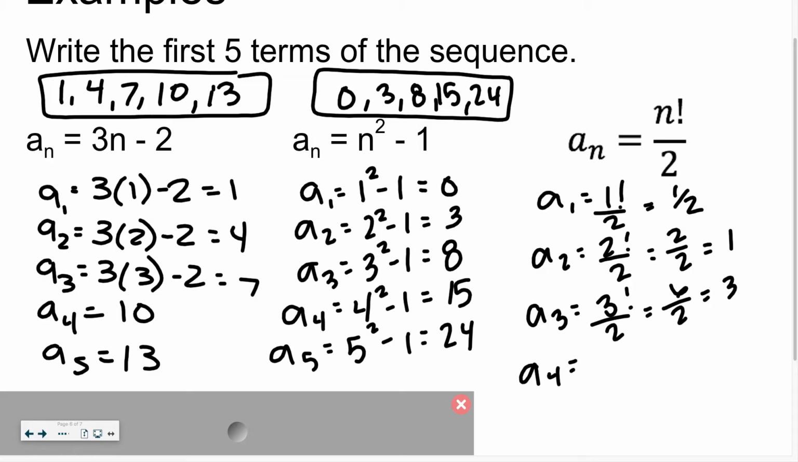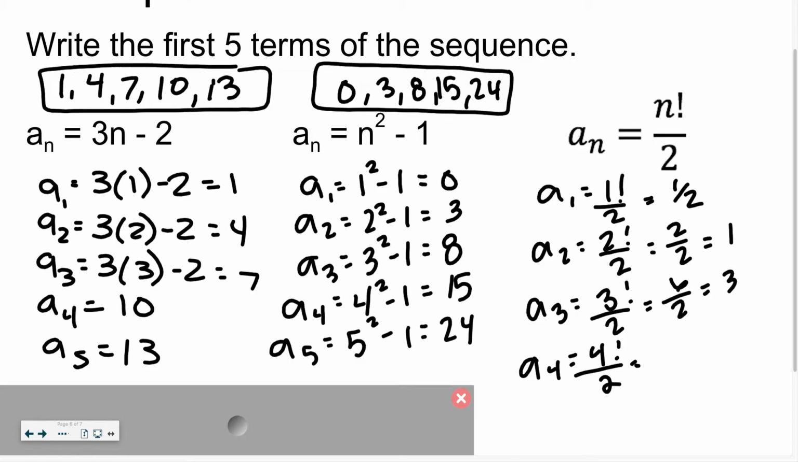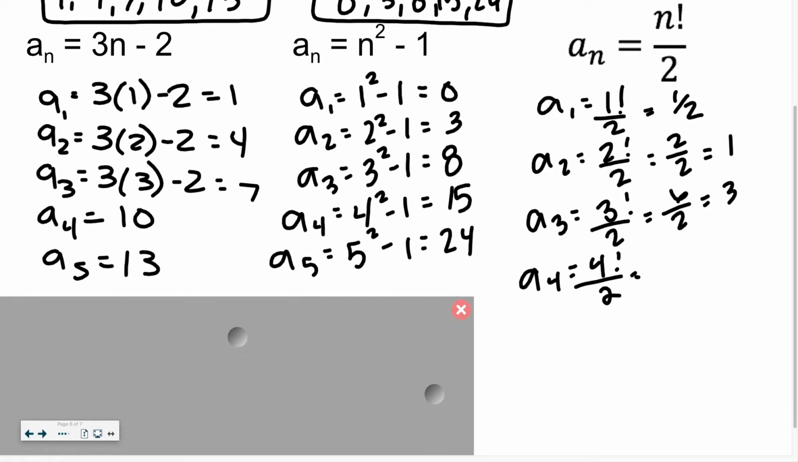What's 4 factorial? You guys know this one. We do it a lot. 24. 4 times 3 times 2. So 24 divided by 2 is 12. And then 5 factorial. I know we did that one a lot too.